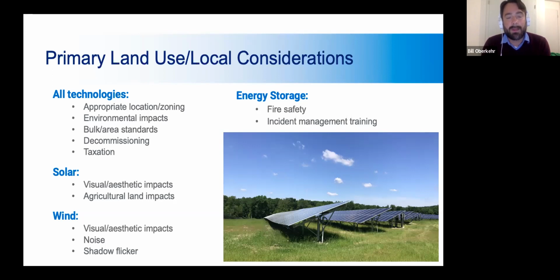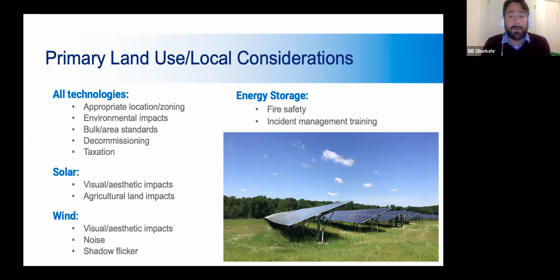For wind, we've also got the visual impacts, but we've got noise because wind has moving parts. So there's kind of a whooshing noise that's associated with them. Shadow flicker is something that is typically considered when you're dealing with wind. However, Lawrence Berkeley National Lab just released a social science survey a couple months ago saying that most people don't really even notice shadow flicker or are otherwise not bothered by it. So that one's more or less up for debate.